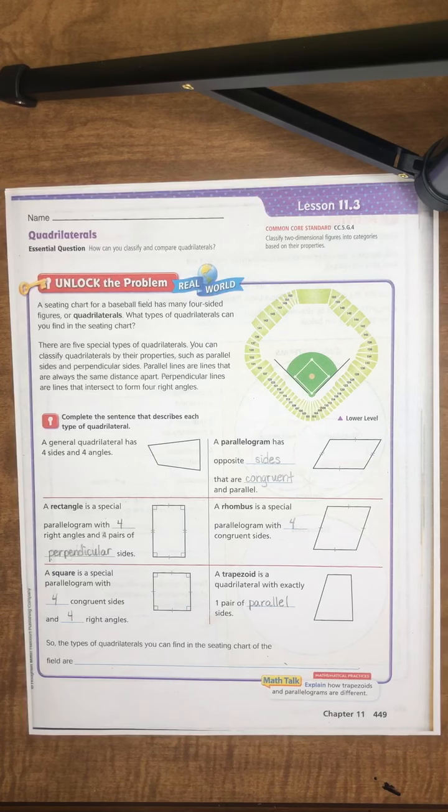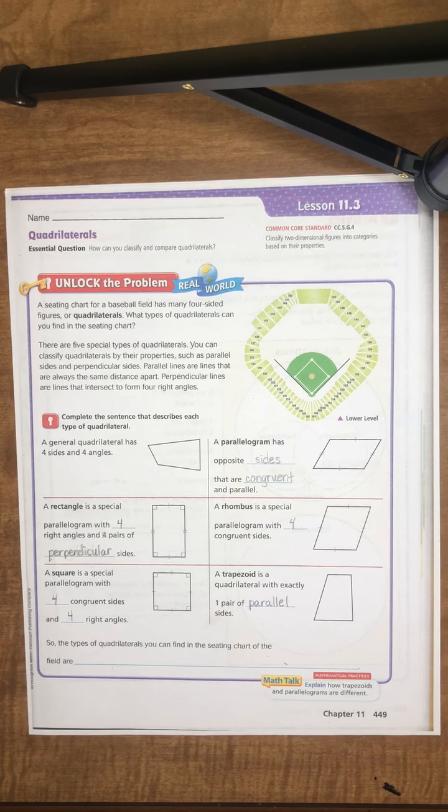Lesson 11.3, Quadrilaterals. A seating chart for a baseball field has many four-sided figures, or quadrilaterals. What types of quadrilaterals can you find in the seating chart? Okay, so there's 5 different kinds.